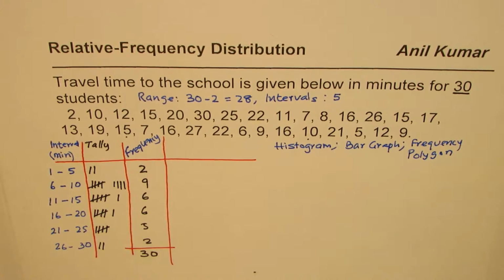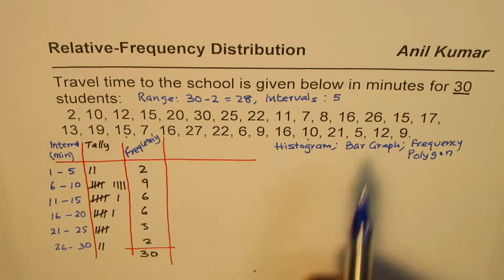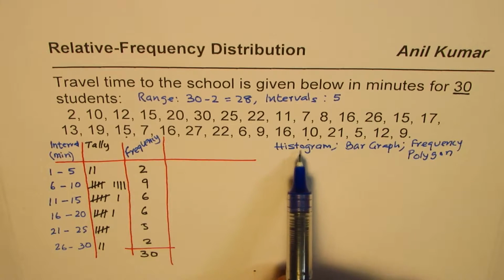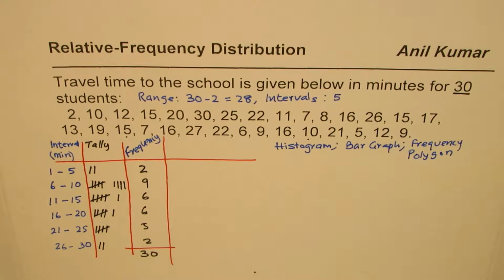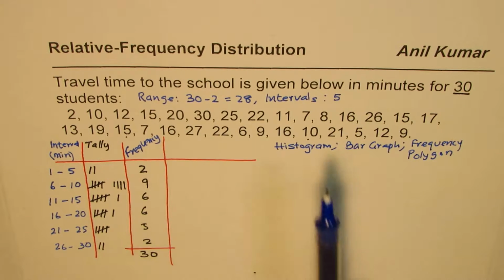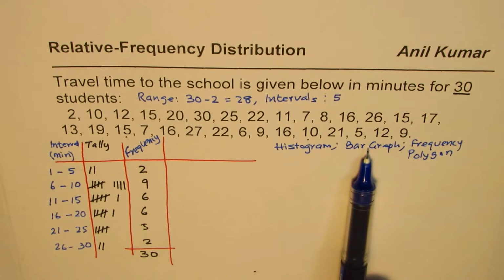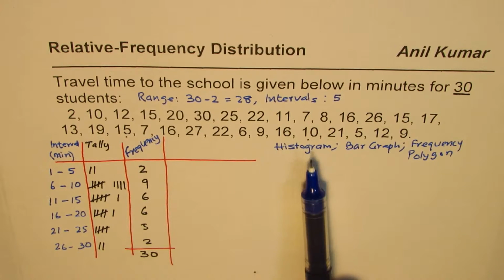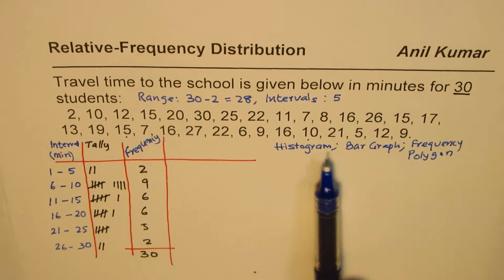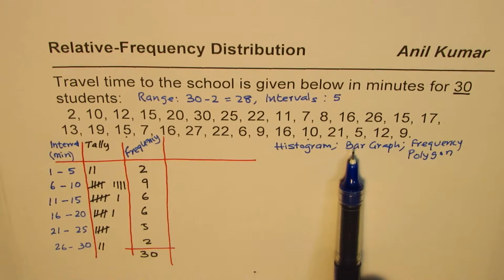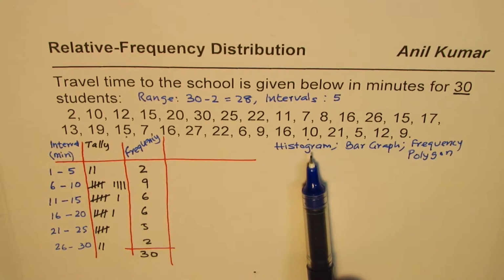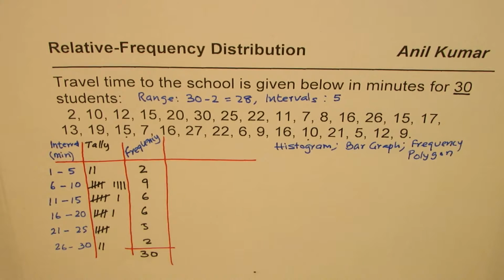Now a histogram is a special kind of bar graph. Bar graph is very general. You could make a bar graph for most of the data. In a histogram, the data should be continuous. So these bars are kind of continuous, joined. There are no gaps between the bars, right? That is kind of important. You cannot make a histogram if you have different kinds of data, right?